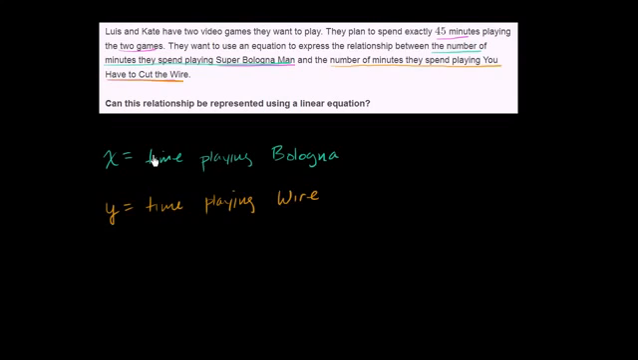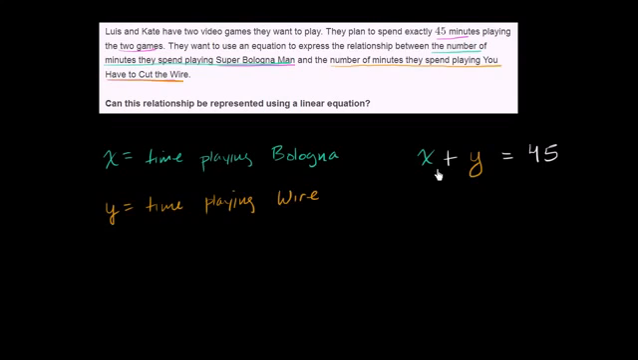So if we have the time playing Bologna and the time playing Cut the Wire, if I were to add those two together, so if I say x plus y, I'll write the plus in a neutral color, x plus y, what does this need to be equal to? The time I play Bologna Man plus the time I play You Have to Cut the Wire? Well, if I add them together, they want to spend exactly 45 minutes playing both games. So this is going to be equal to 45 minutes.